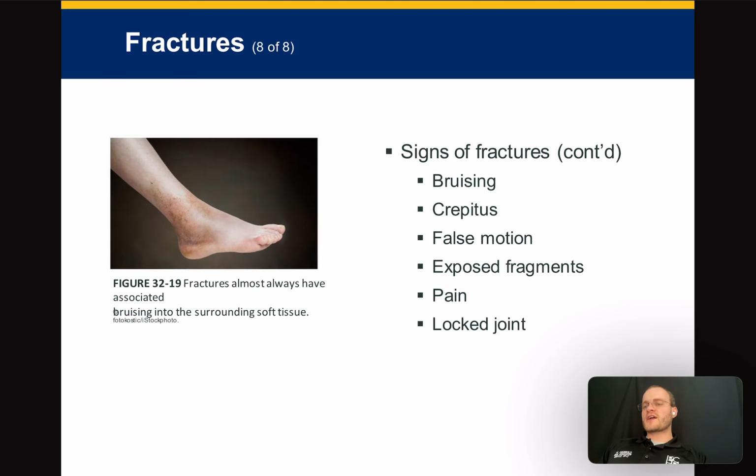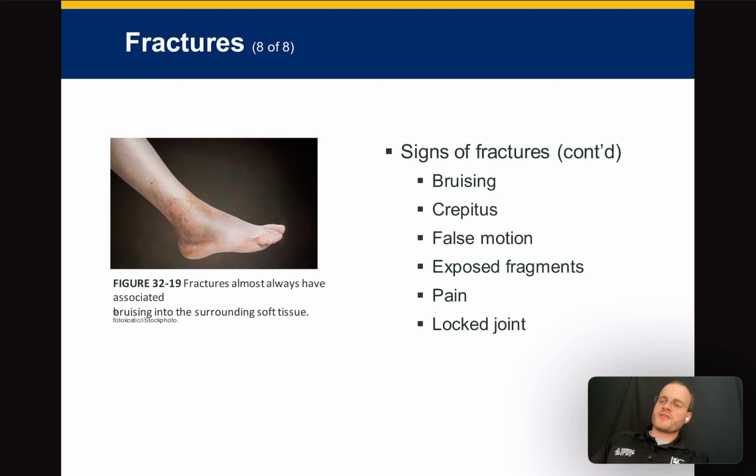And so a fracture will almost always have bruising. What's the medical word for bruising? Contusions, hematoma. The color is described as ecchymosis. Okay. Or crepitus. I've said this a lot. What's crepitus? It's the sound of two bones rubbing together that are broken. And it's not just the sound, it's also the sensation of two bones rubbing together, okay? False motion, this is when something is moving when it's not supposed to. Exposed fragments, this would be obvious, pain, or a locked joint.